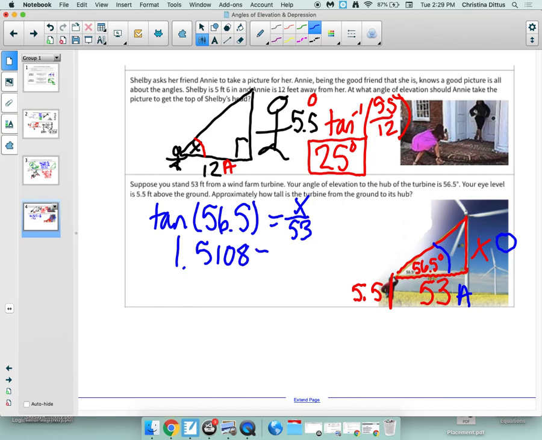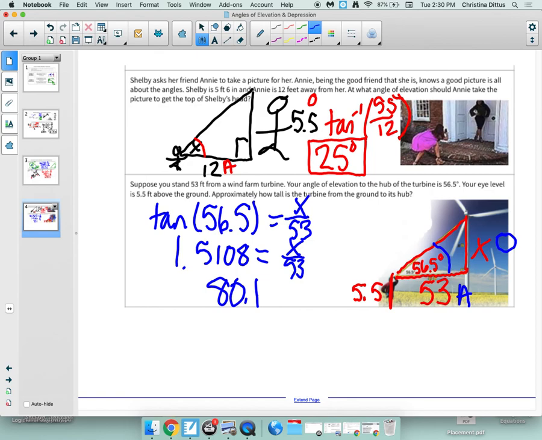1.508. Perfect. Multiplying or dividing? Multiply. Give me one decimal spot. 79.9? 80.1, right? Yeah, about 80.